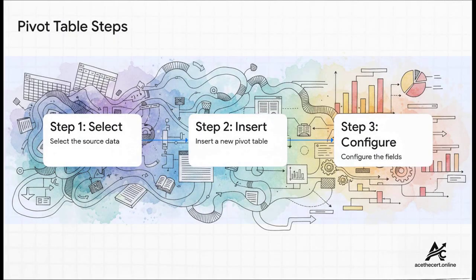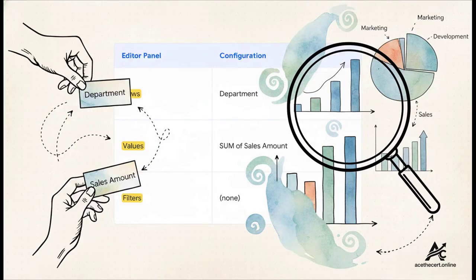In pretty much any spreadsheet program out there, it's a simple three-step process. You just select all your data, hit Insert Pivot Table, and then you get to tell it exactly how to slice and dice everything. And this is where the magic really happens. You see this little editor panel? All you do is drag and drop.